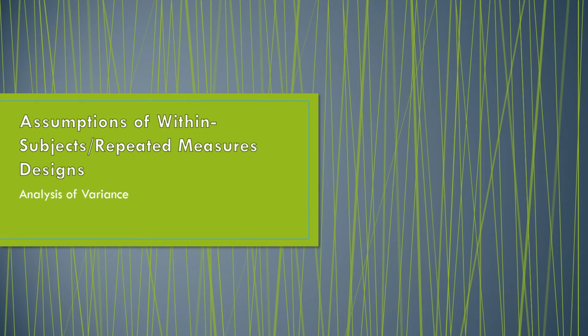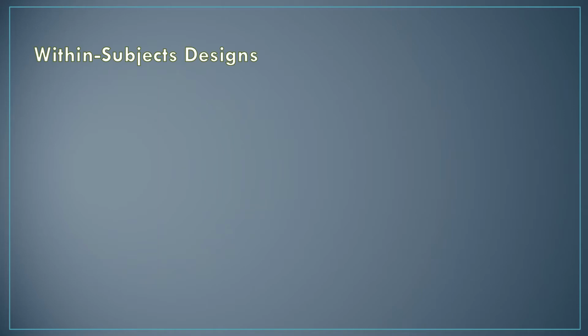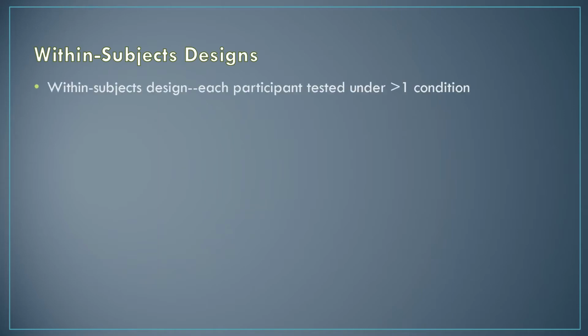This video is about the assumptions of within subjects designs. Within subjects designs are designs where each participant is tested under multiple conditions. So each level of your independent variable, where your independent variable is what establishes the groups that are being compared when you're doing mean comparisons in ANOVA. But within subjects designs is that every single participant is in every single level of that independent variable.